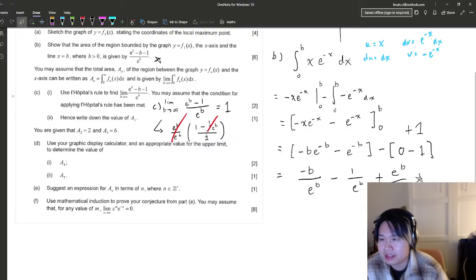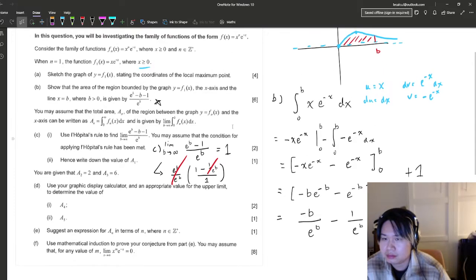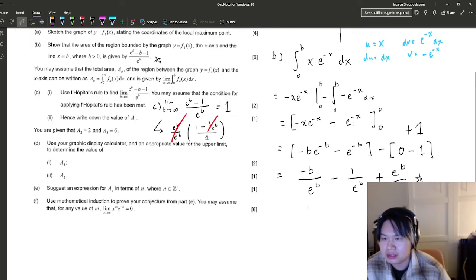Hence, write down the value of a1. So this is the area, right? Because again, this expression is the area from 0 to b, and then if we take the limit as b goes to infinity, that's the total area underneath. So this is a1.